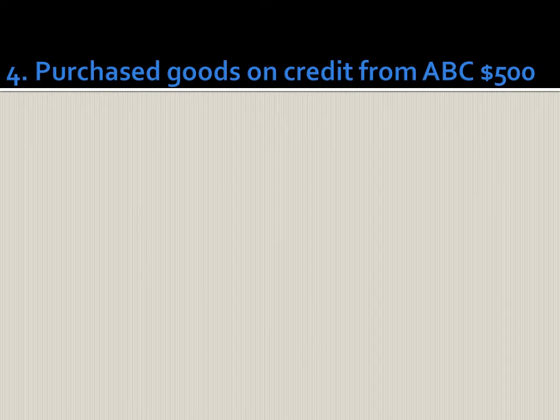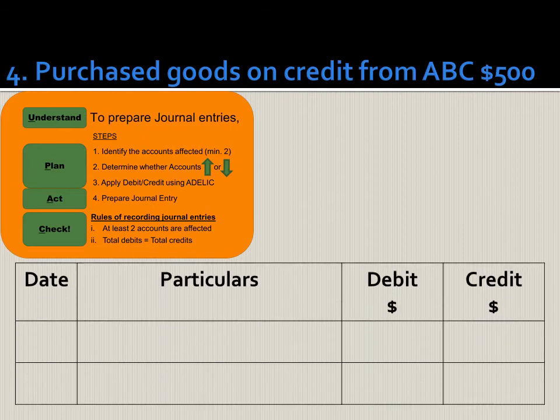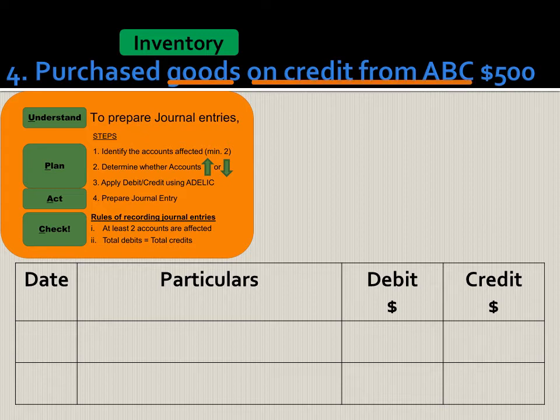The next transaction, again making use of our UPEC strategy. Step 1. Identify the accounts affected. We have identified goods, which would be recorded in the inventory account, and the business bought it on credit, which means that the other account affected is owing to ABC, which is just trade payables ABC.